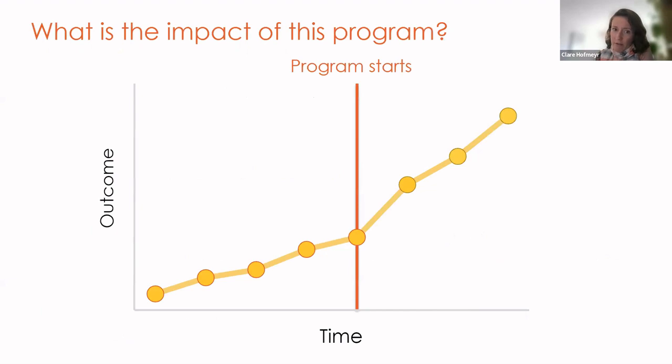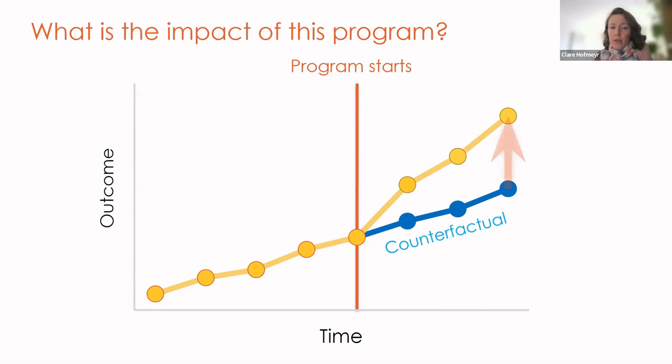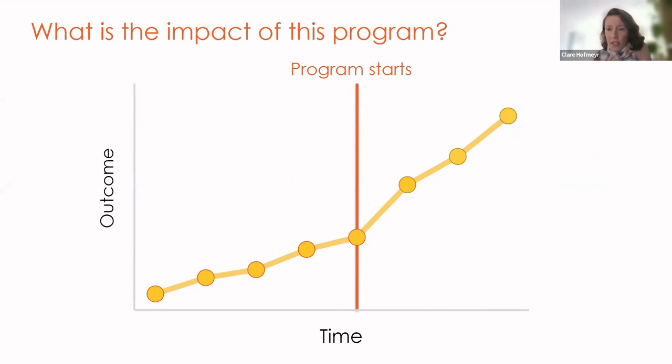So going back to that graph, let's add in the counterfactual and see how that informs our interpretation of the impact of the program. So the blue line indicates the counterfactual. It shows us what would have happened to the outcome in the absence of the program. The difference between the blue line and the yellow line is the impact of the program. In this case, the blue counterfactual line is below the yellow line, and that means that the outcome is higher after the program is implemented than it would have been without the program. So now we know enough to conclude that the program has had a positive effect on the outcome. Of course, you may actually find the opposite.